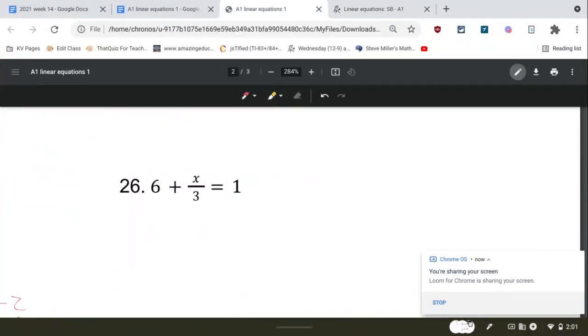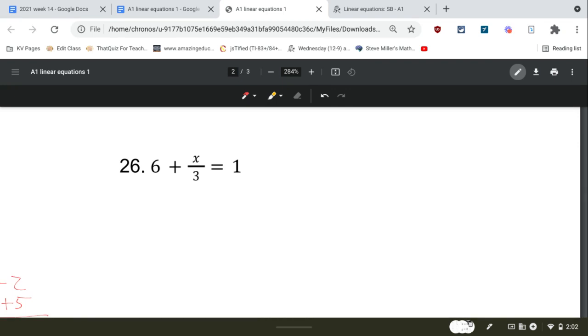All right, we're getting there. Number 26. So 6 plus x over 3. Keep in mind, I could do this as 6 plus 1/3 x. If I wanted to treat it as a fraction, I could totally do that.